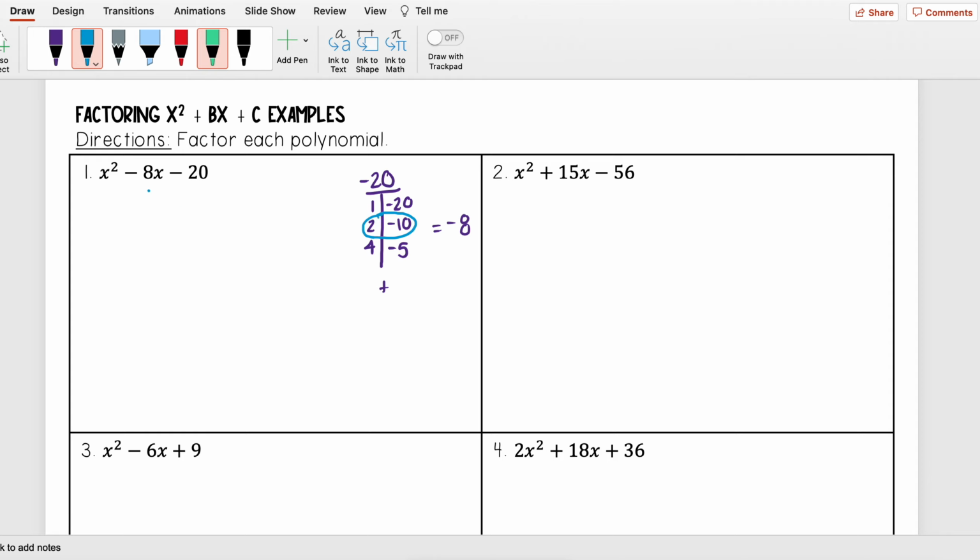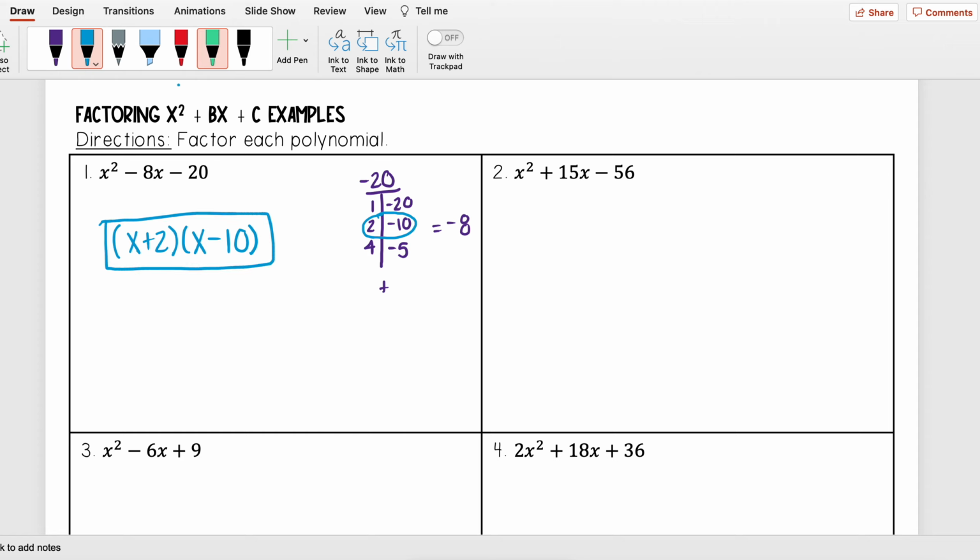Now normally we would use that to split the middle and go on, but since I have a equal to 1 here, there's no number in front of x squared, I can go straight to saying that my answer is x plus 2 times x minus 10.